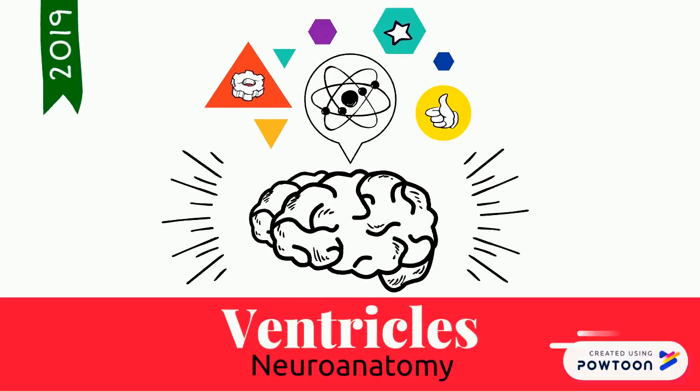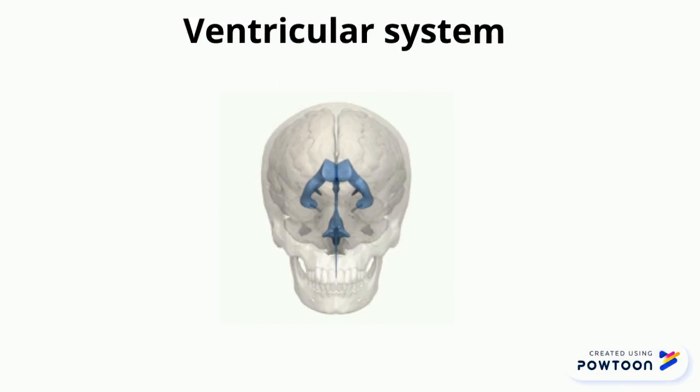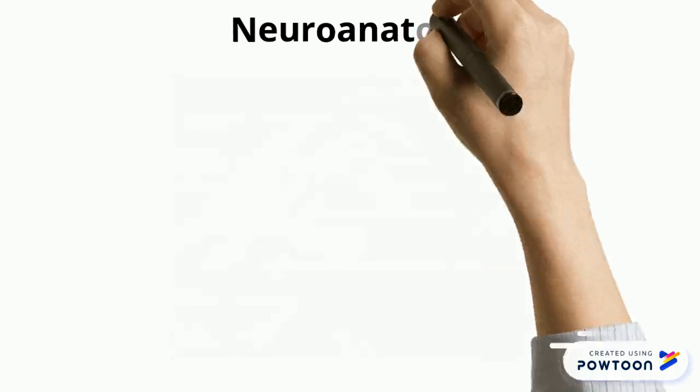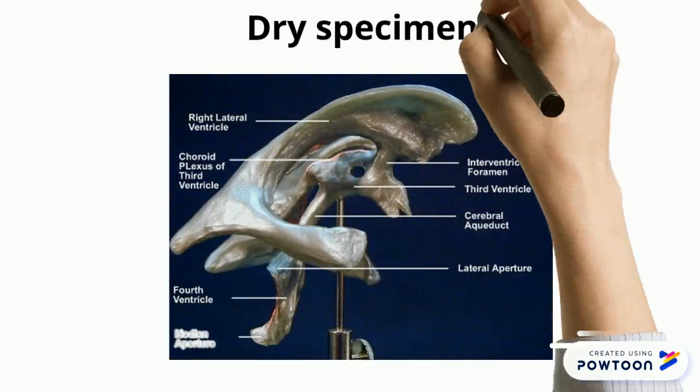The ventricles are a network of fluid-filled cavities distributed throughout the brain, aligned with a specialized membrane known as the choroid plexus, which secretes a fluid known as cerebrospinal fluid, or CSF for short. The role of the ventricles is to circulate this fluid around the brain, which in itself has multiple functions. Starting with the neuroanatomy of the ventricular system, there are a total of 4 ventricles.